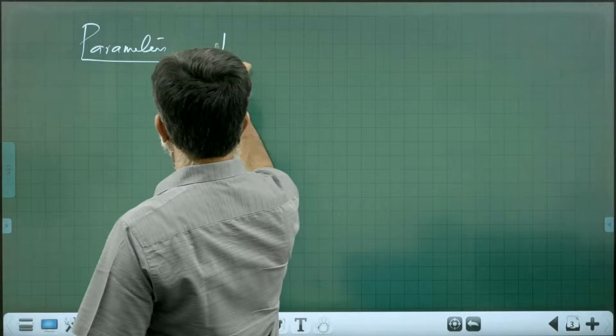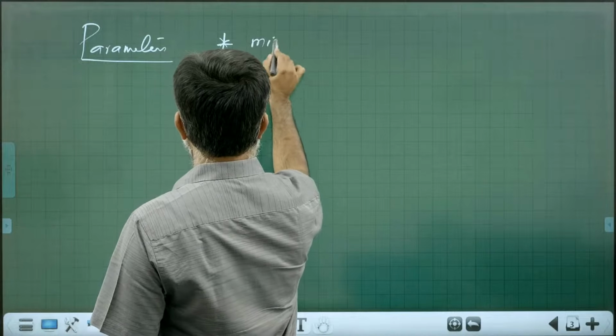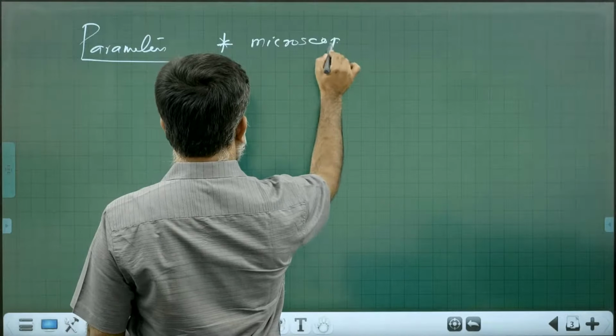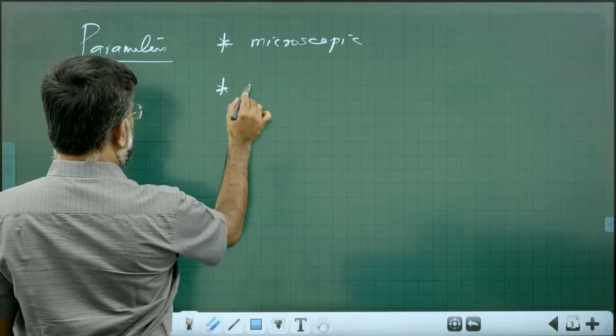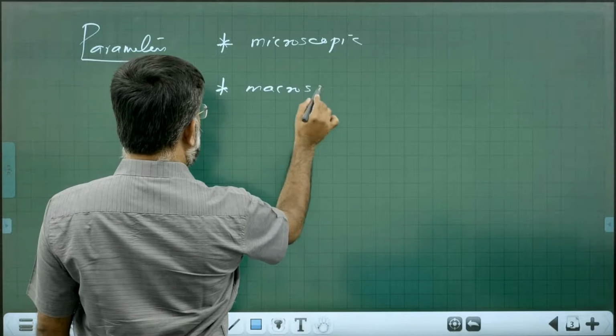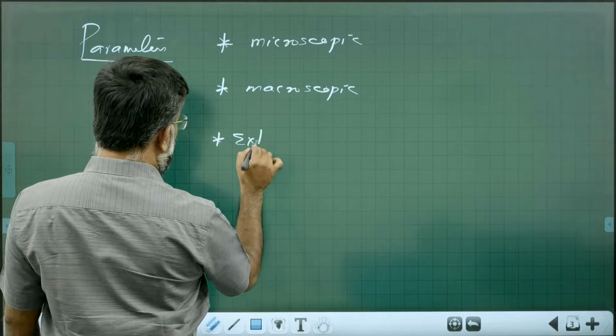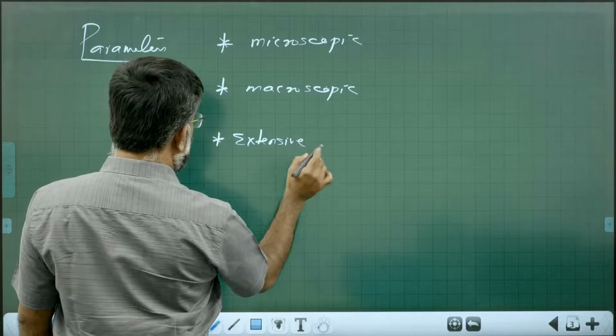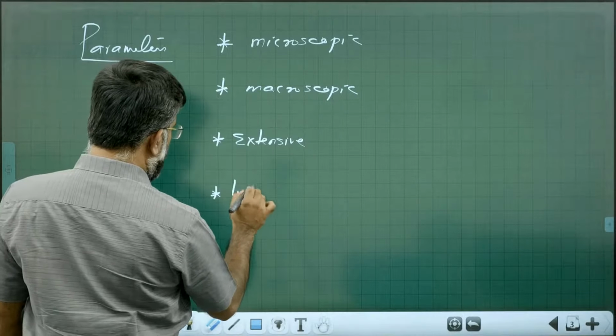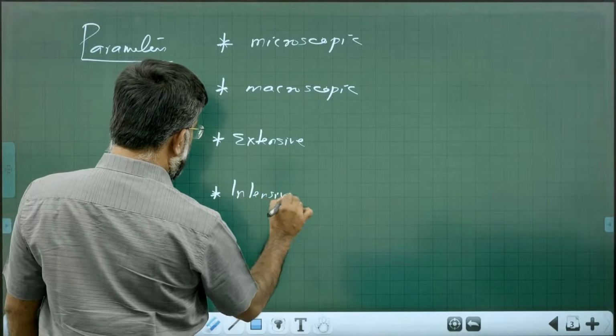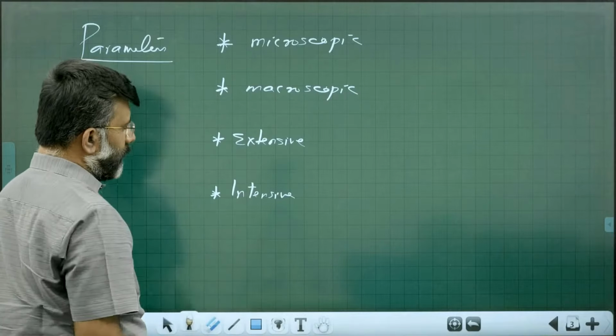So properties can be classified into microscopic, macroscopic, then extensive properties and intensive properties. What is an extensive and intensive property?